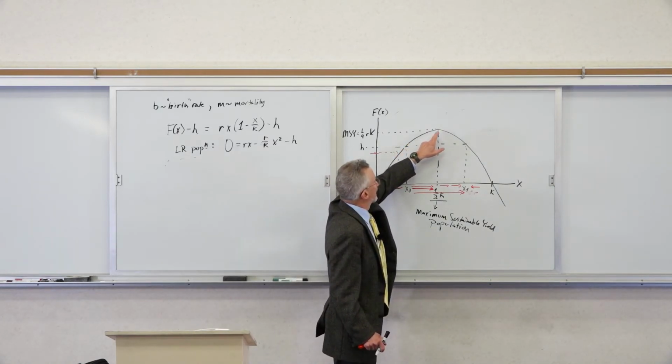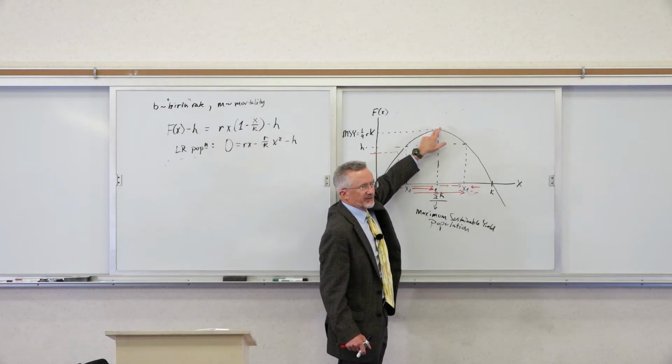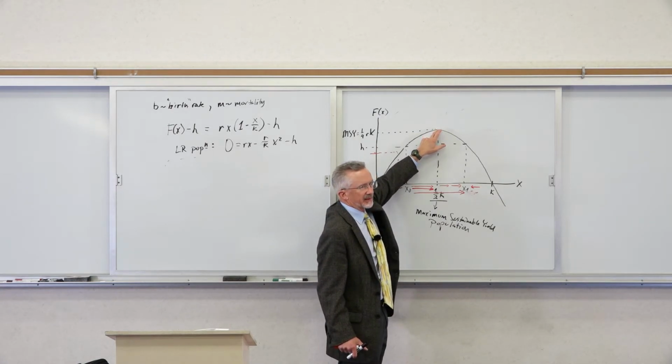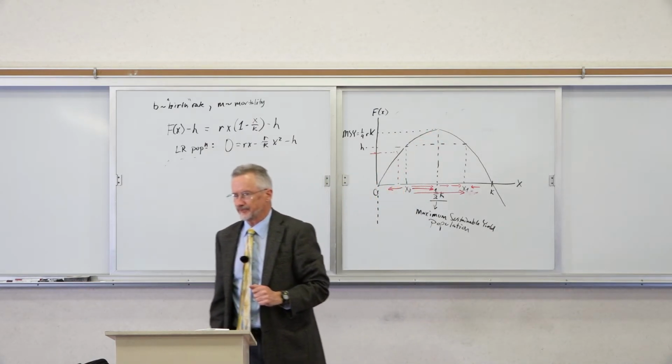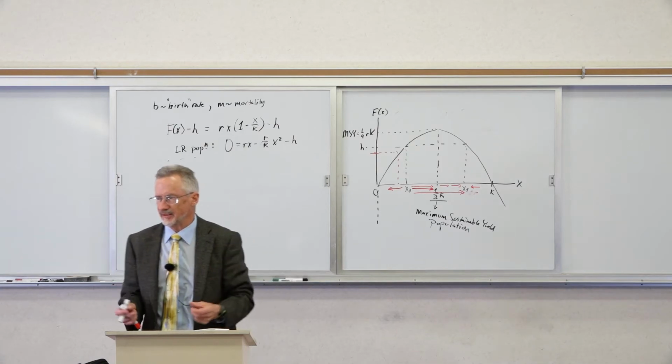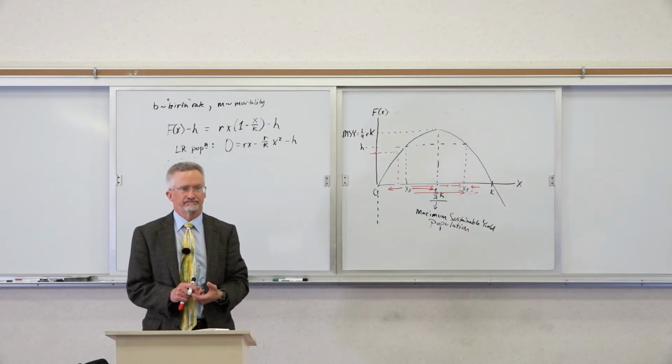What about this point? This is the one that biologists recommended after studying this. Biologists said, well, why don't we just harvest for maximum sustainable yield? We'll get the most benefit out of this population. We'll catch as many fish and it's sustainable. What about that one?